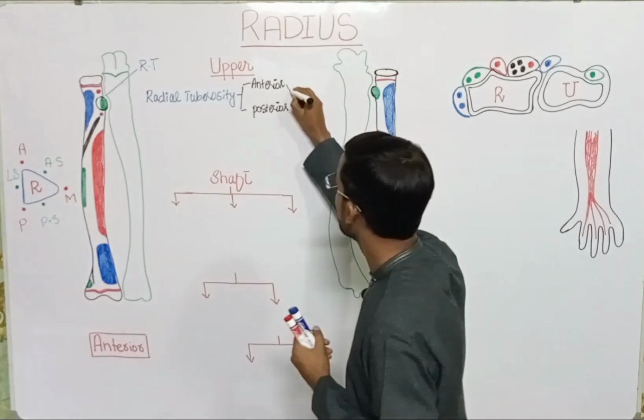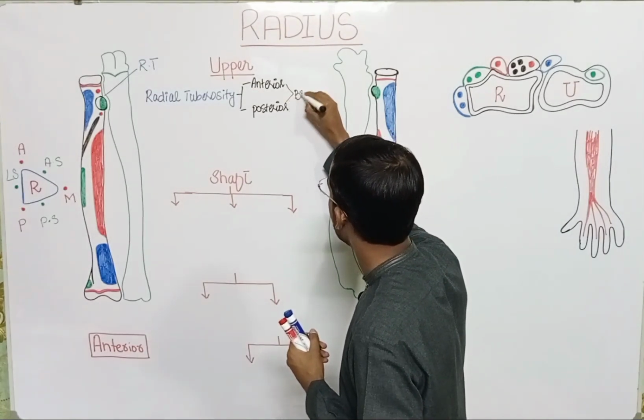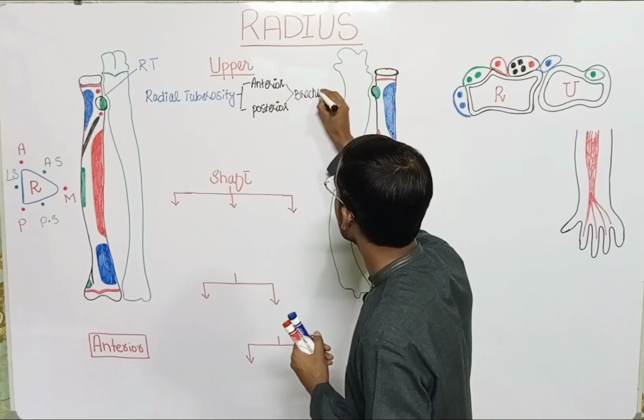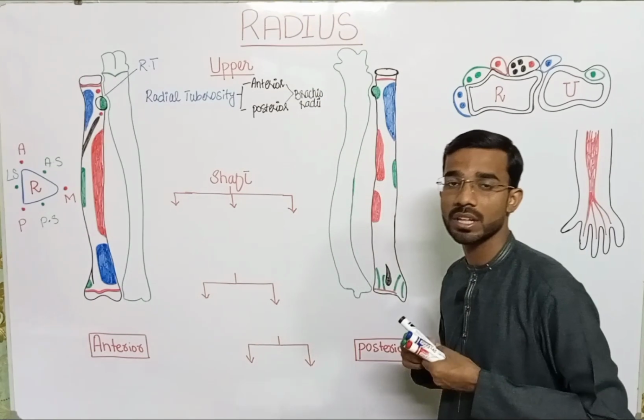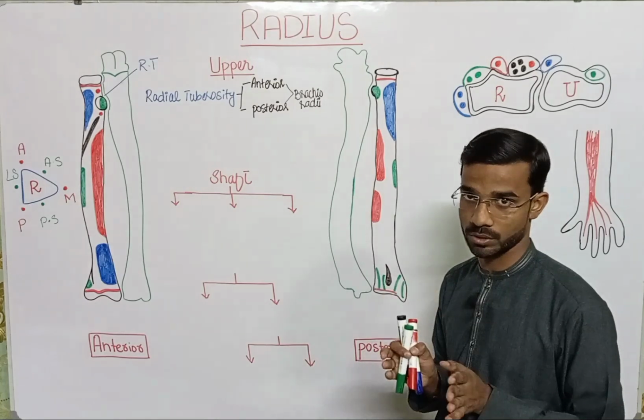At the anterior and the posterior side of the radial tuberosity, you will see a muscle attachment that is called brachioradii. Brachioradii is actually attached to the anterior and posterior aspects of the radial tuberosity.